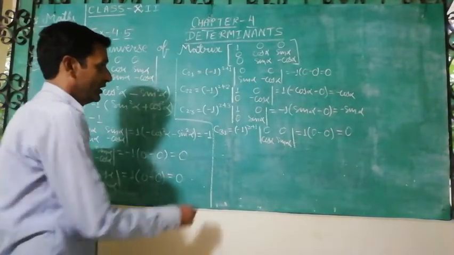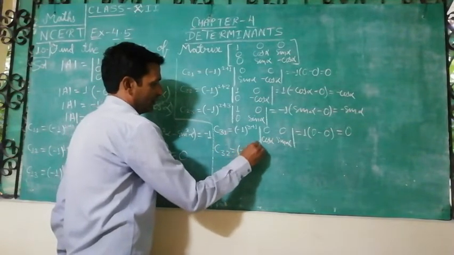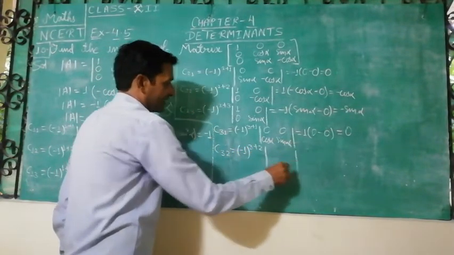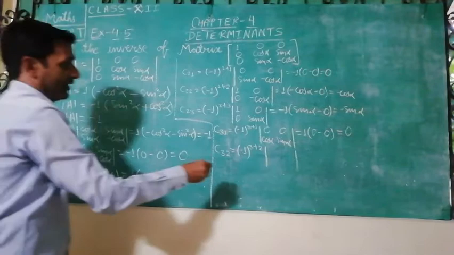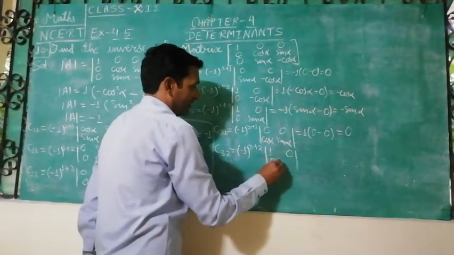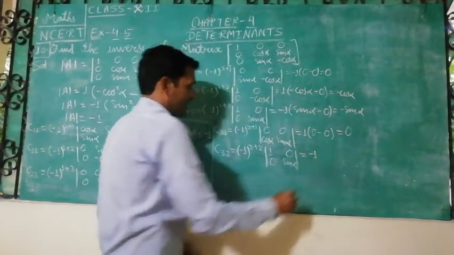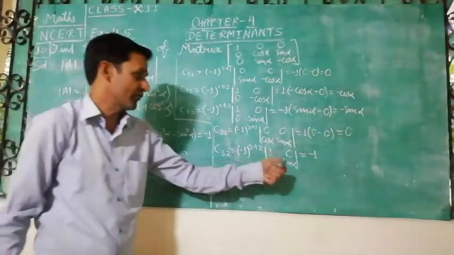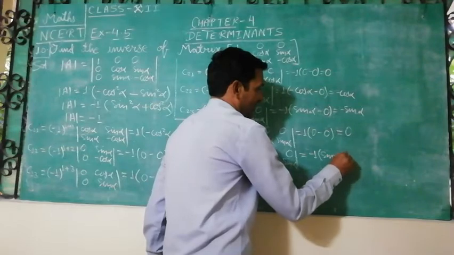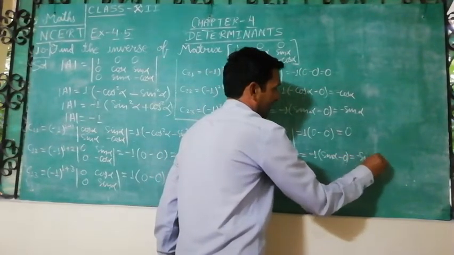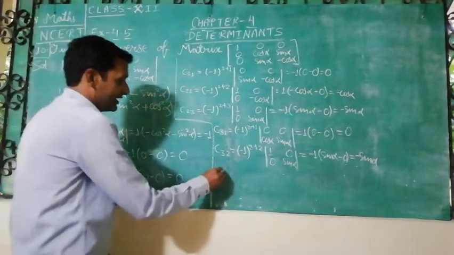Now C32. C32 is equal to minus 1 raised to the power 3 plus 2. And then in the determinant, third row, second column will be eliminated. So it will be 1 0 0 sin alpha. So it will be equal to minus 1 because it is 3 plus 2, 5. 5 is odd number. So 1 into sin alpha is sin alpha minus 0. That is equal to minus sin alpha. Again, it is minus 1 into sin alpha. So minus sin alpha.